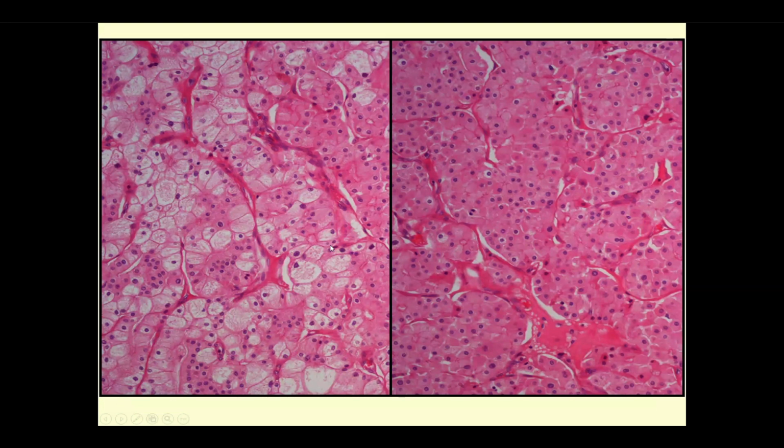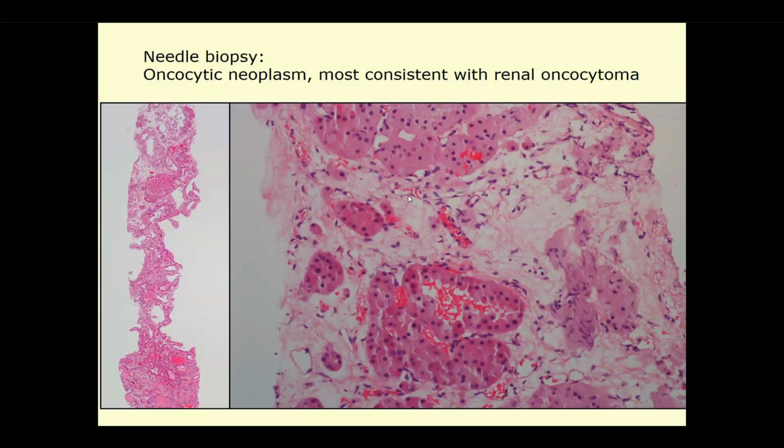So if a needle biopsy hits this area, this morphology is classic for chromophobe renal cell carcinoma. It would be an easy diagnosis to make on a needle biopsy. But if the needle biopsy hits this area, my first thought would definitely be oncocytoma. It's not an obvious chromophobe renal cell carcinoma. So when we get needle biopsies with oncocytic neoplasms, we always kind of hedge a little bit.